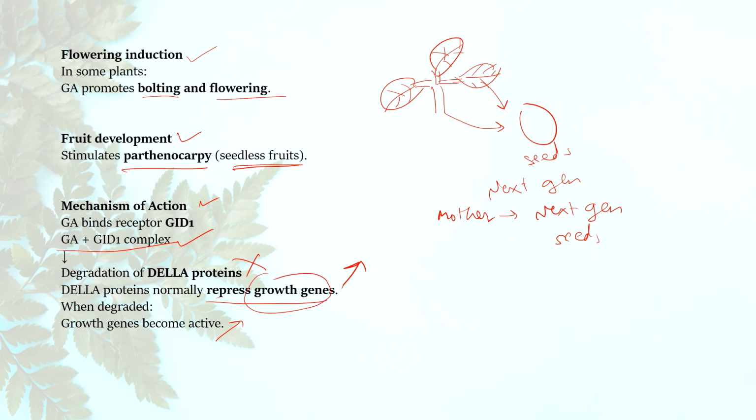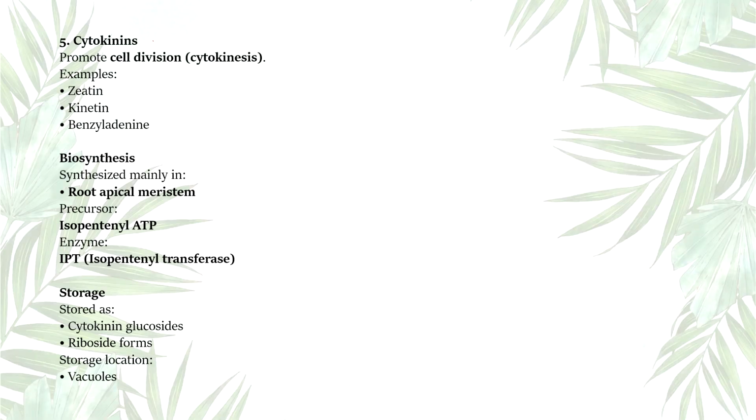We have completed gibberellins now. Let's go to cytokinins. Cytokinesis means cell division. So cytokinins are helpful for cell division, not cell growth. Cell growth happens by auxins. Examples of cytokinins are zeatin, kinetin, and benzyladenine.